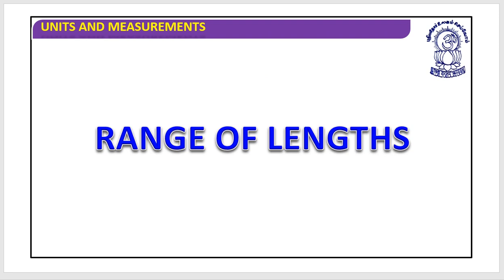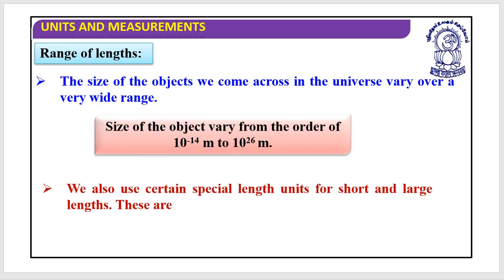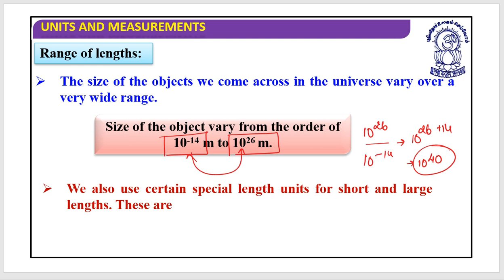Next, let's look at the range of the lengths. What could be covered? We can have various objects. If I consider the universe, then the smallest distance is approximately 10 to the power minus 14 meter, while the farthest object would be of 10 to the power 26. So if you consider the ratio between these two, it would be 10 to the power 26 divided by 10 to the power minus 14. This comes to 10 to the power 26 plus 14, which is 10 to the power 40.